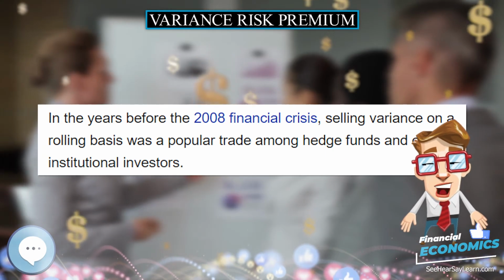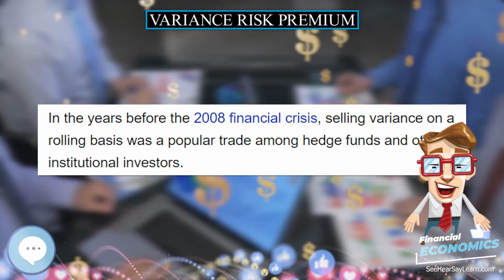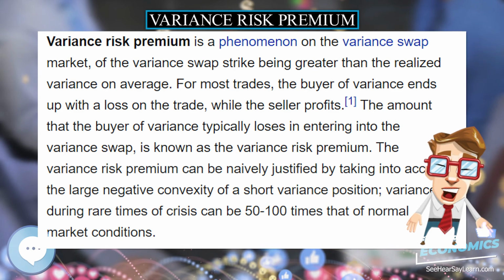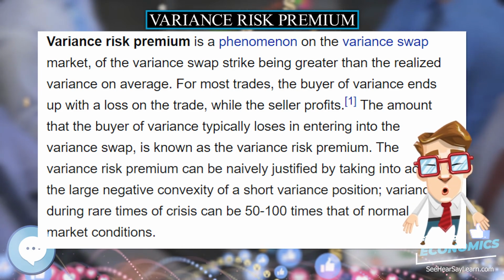In the years before the 2008 financial crisis, selling variance on a rolling basis was a popular trade among hedge funds and other institutional investors.